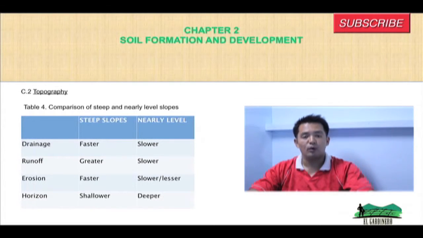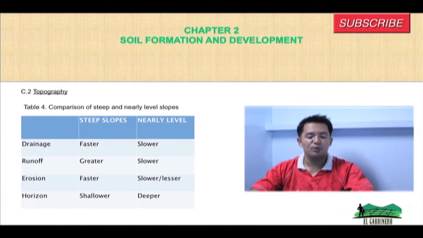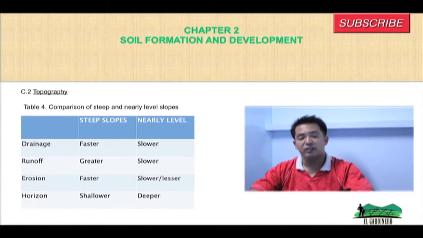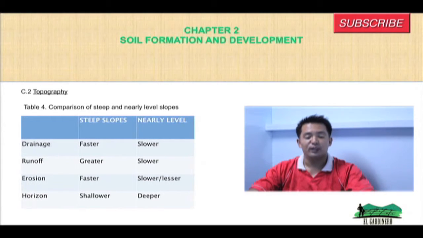So we are comparing steep slopes versus the nearly level soils. In steep slopes, drainage is faster, but in nearly level soils, it is slower. In steep slopes, runoff is greater, but in nearly level soils, runoff is slower. And in steep slopes, erosion is faster, but slower in nearly level soil. And the resulting horizon in steep slopes is shallower, but in the nearly level soil, as you can observe, it is deeper. So there is an opposite result with respect to the slopes.